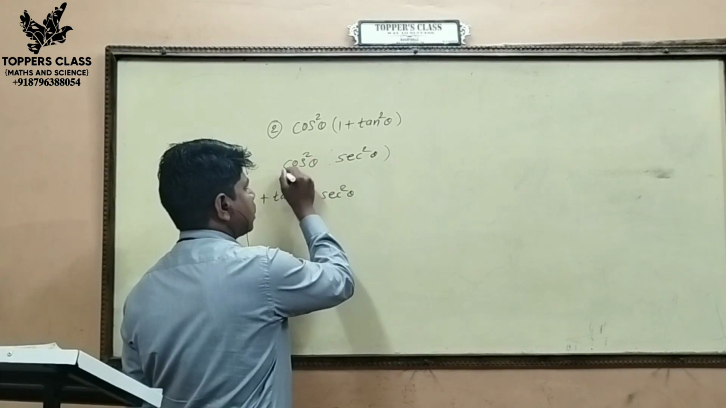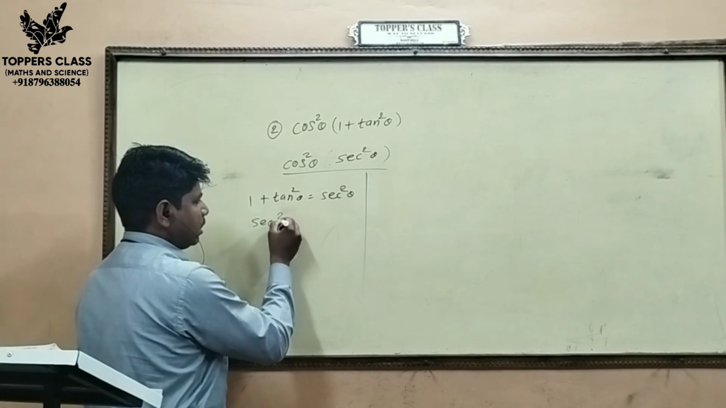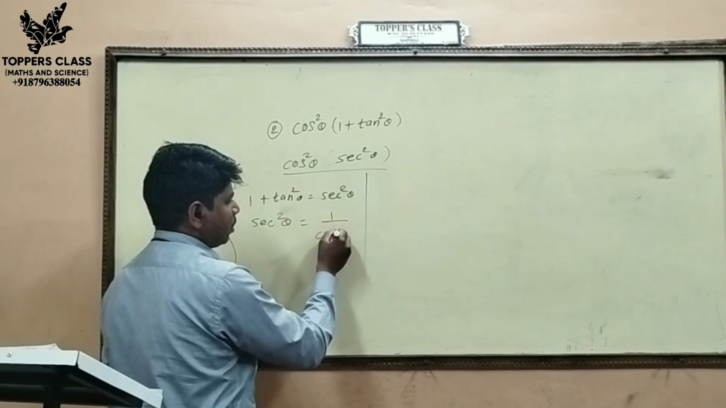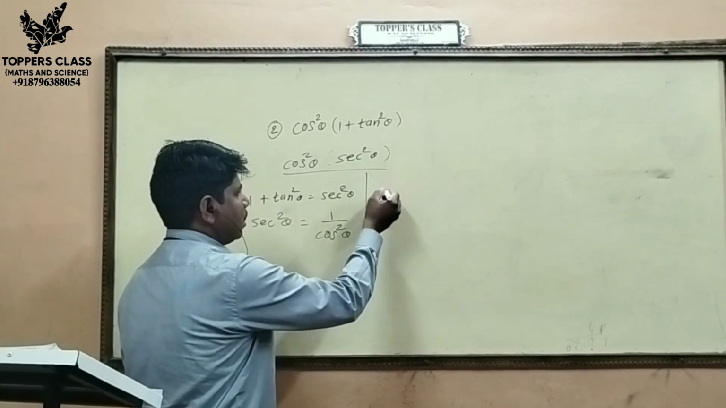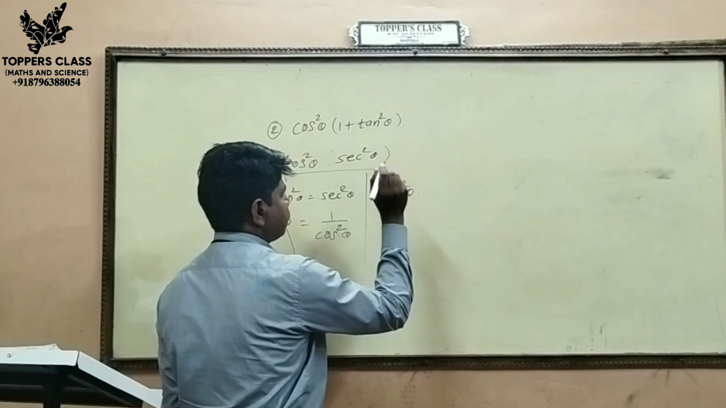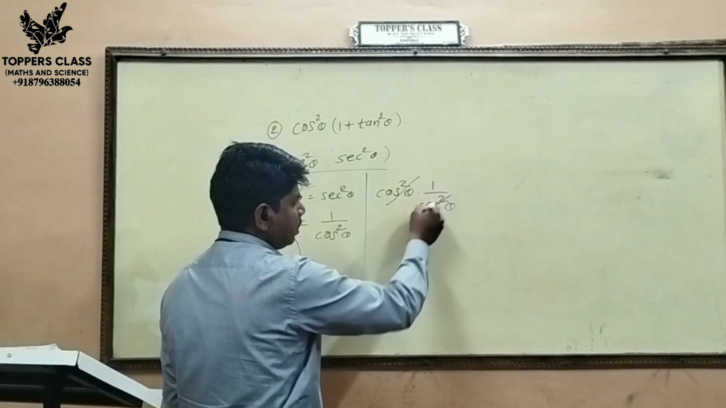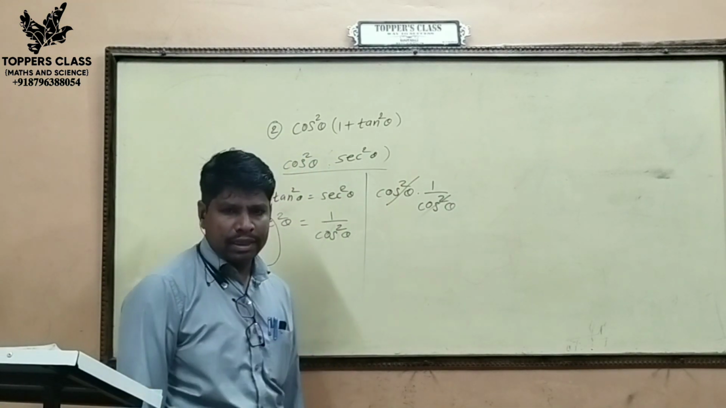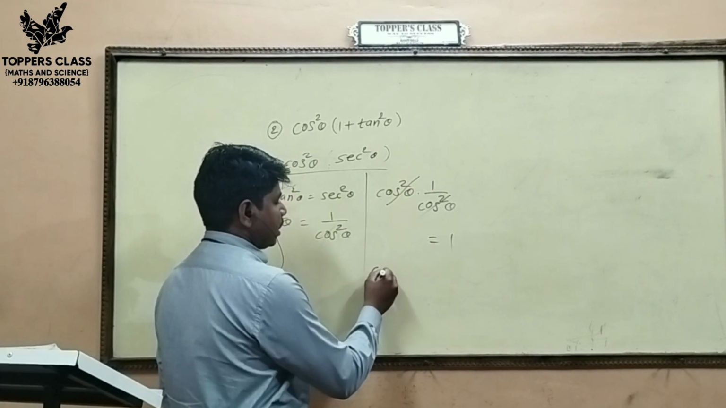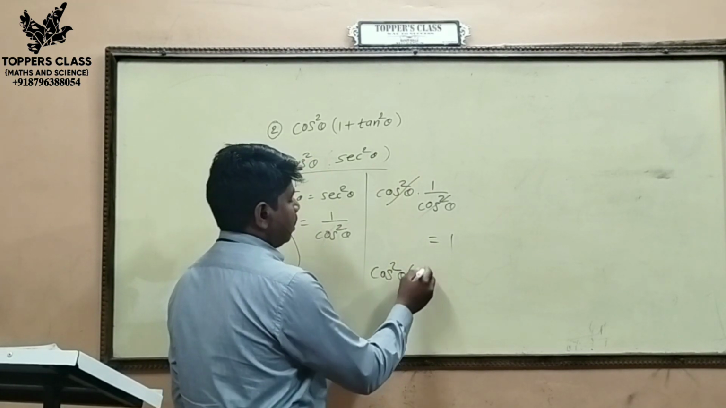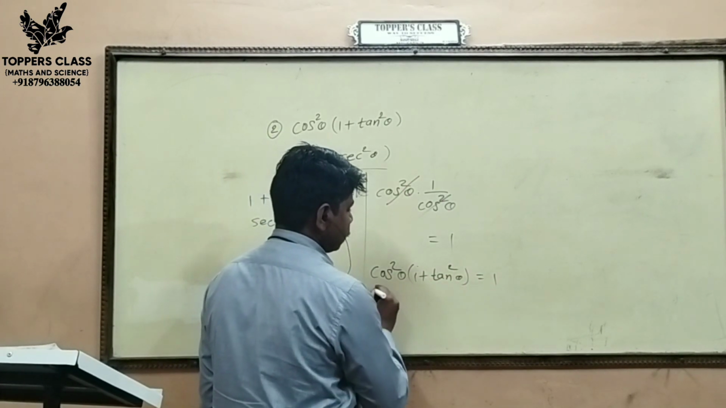Now, cos square theta into sec square theta. But we know sec square theta is equal to 1 upon cos square theta. Then cos square theta into 1 upon cos square theta. This cos square theta will be cancelled, or we can divide them and we will get the answer 1. So here we can write cos square theta in bracket 1 plus tan square theta is equal to 1.